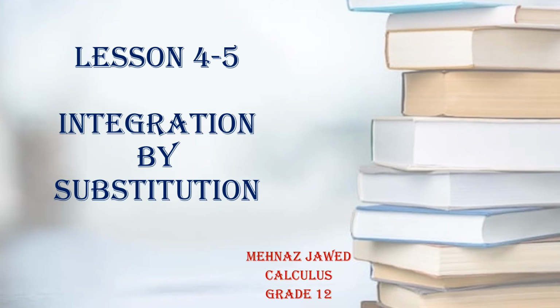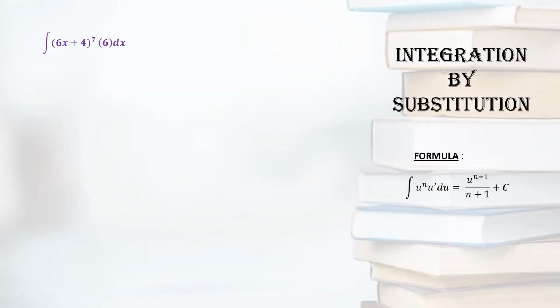Let's have a look at some more examples for the integration by substitution method. Let's see the example. In the example, the integral of (6x plus 4) to the power 7 times 6 dx is written. In order to apply the direct method, as we all know, first of all we have to see where the composite function is. So the function (6x plus 4) to the power 7 is said to be a composite function.